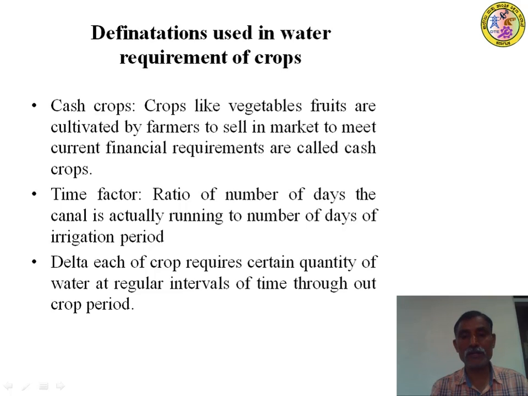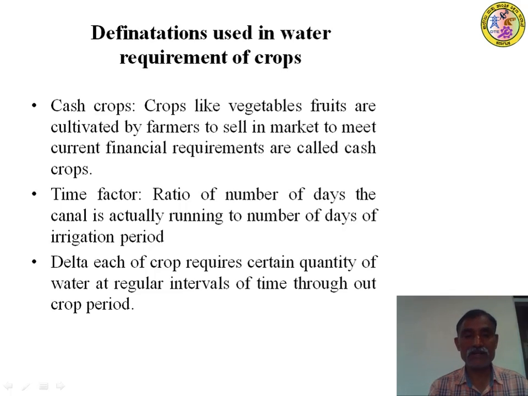The leaves are eaten by the sericulture worms. They are all cash crops. Crops like vegetables cultivated by farmers to sell in the market to meet current financial requirements are called cash crops.